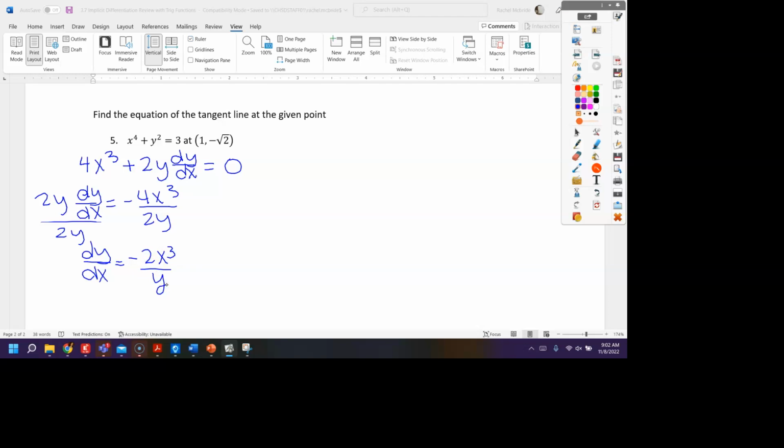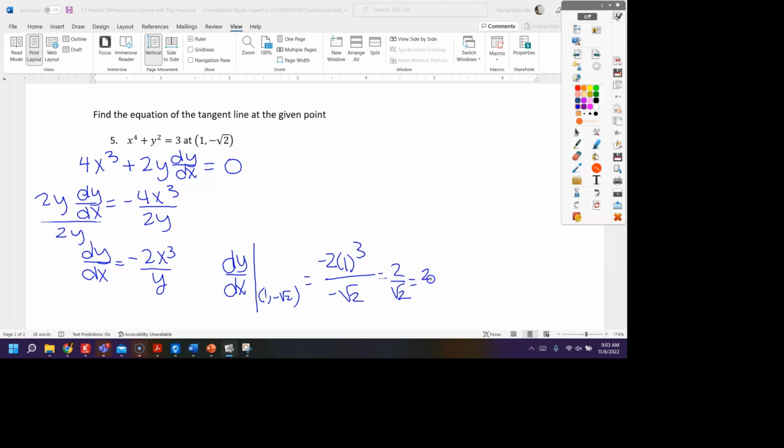And then at this point, you evaluate. So then you would say, okay, dy dx at the point 1, negative root 2 is negative 2 times 1 cubed over negative root 2. Negatives cancel, 1 cubed is 1. So you get 2 over root 2.